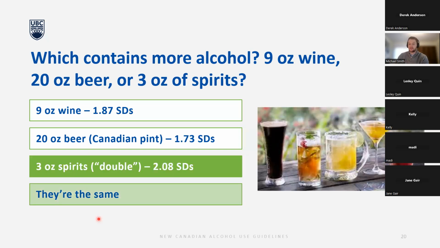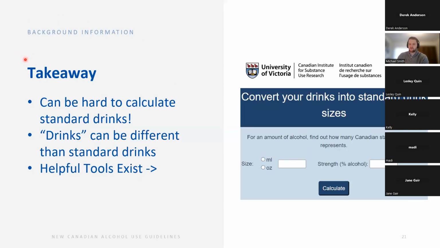In fact, it is the spirits, as you can see, being about 2.08 standard drinks. However, the other two options were pretty close, being almost twice what a standard drink is. So if you answered that they're about the same, I would take that as well. We're going to move on from that, but the takeaway from that exercise is that it can be hard to calculate standard drinks, especially when you're drinking socially at an event or a restaurant, when someone's pouring your drink and you're not sure how much, and the percentages of alcohol can be different. If it's a hard beer or a more concentrated bottle of wine, that might add up to be a bit more than a standard drink.